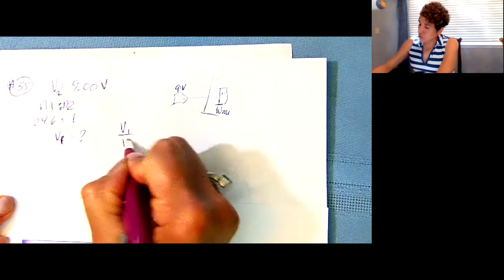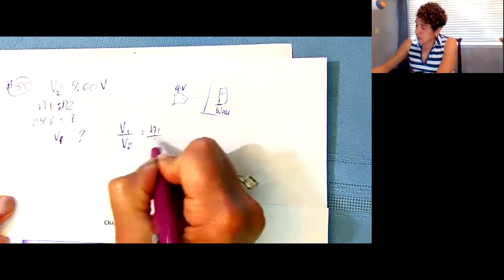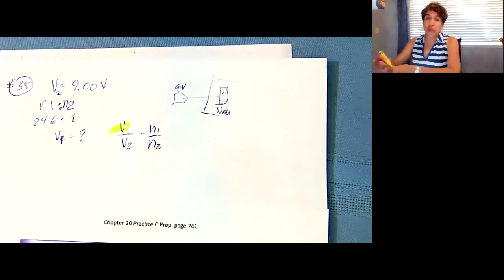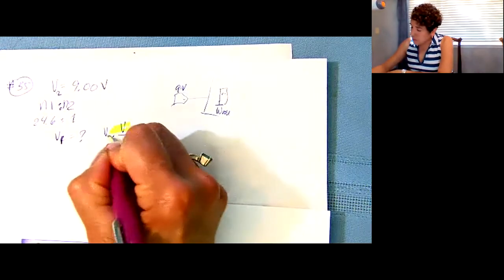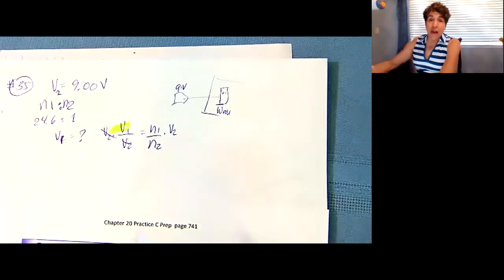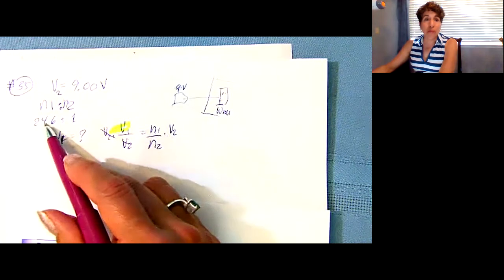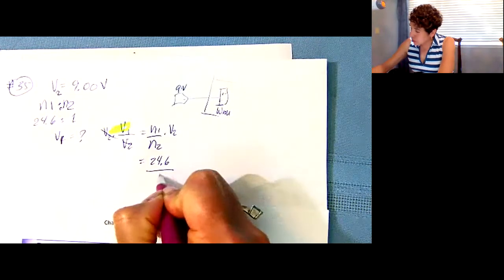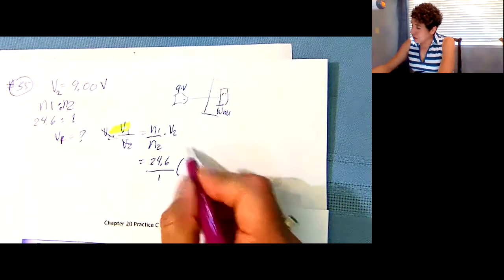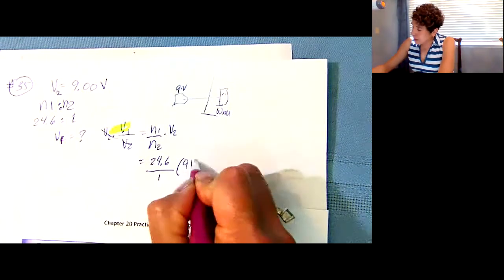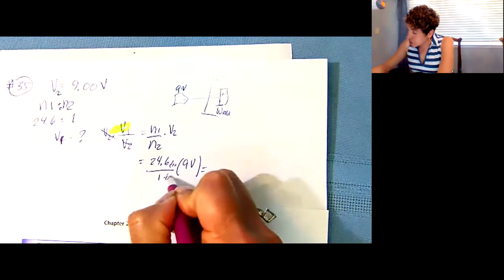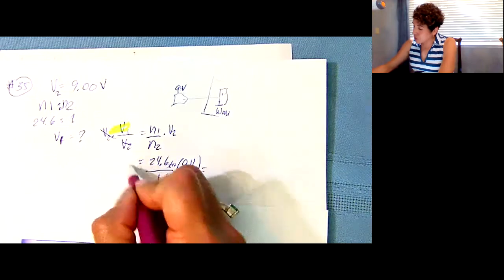So I'm going to say V1 over V2 is equal to N1 over N2. I want V1, so in this case, I'm going to multiply V2 to both sides. My V2s cancel out and I'm left with V1. All right, so let's see. N1 to N2 is 24.6 to 1, times V2, which is 9 volts. These are turns and turns, so those are going to cancel out and I'm left with volts.